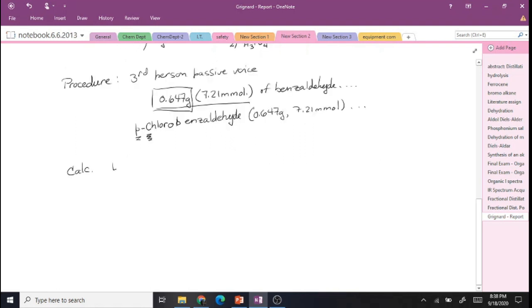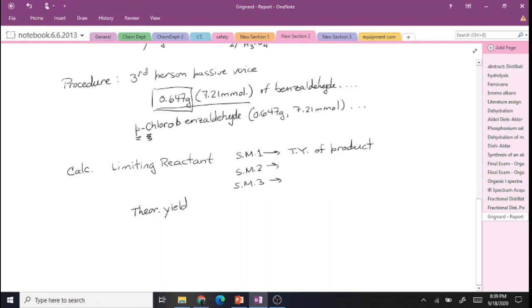Calculations. You need the limiting reactant, and probably the best way to do that is to simply take each of your starting materials or each of your reactants and calculate the theoretical yield of product for each starting material. If you have 2 of them, you would have 2 calculations. If you have 3 starting materials, you would have 3 calculations. And then whichever one of these gives the least amount of product, that is your limiting reactant. And in fact, at that point, you also have your theoretical yield calculation.